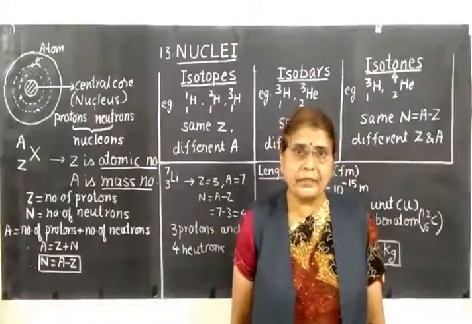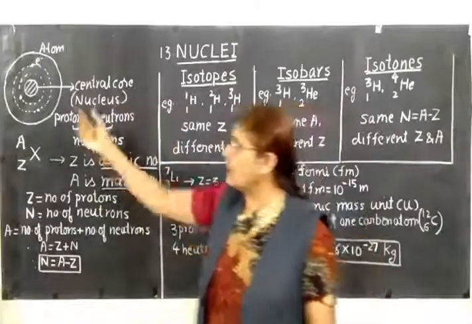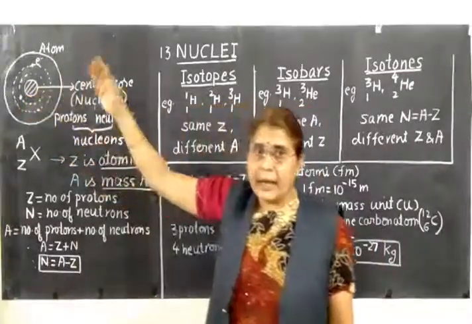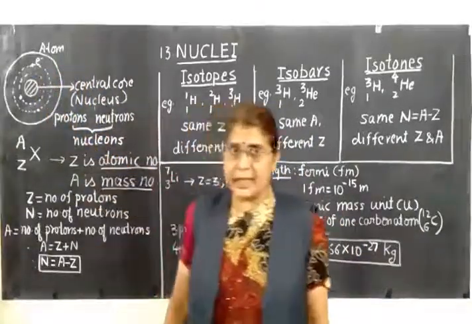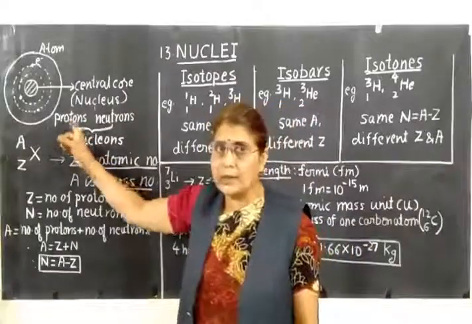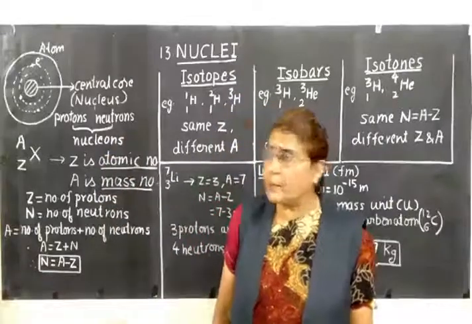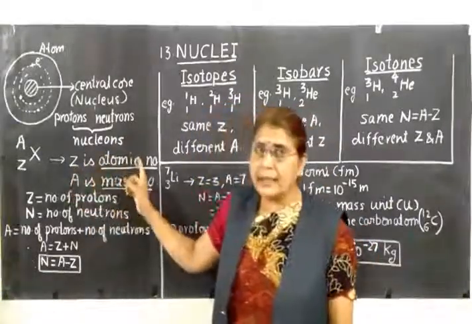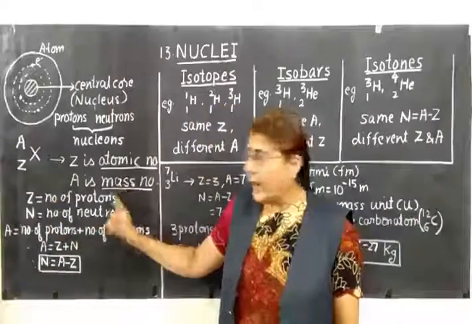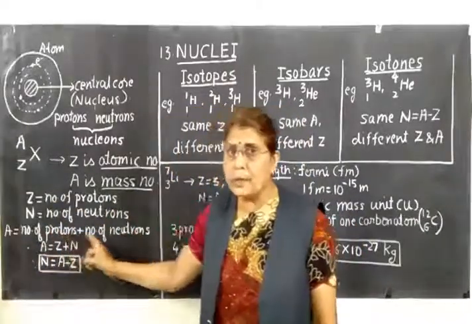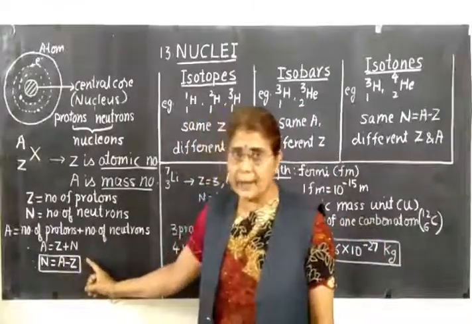So let us revise the points we have done now. What is a nucleus? It is the central core of an atom in which the entire positive charge and almost the complete mass is concentrated. It consists of protons and neutrons together called as nucleus. It is characterized by two important numbers. One is the atomic number Z, another is the mass number A. Atomic number gives you the number of protons and the mass number gives you the number of protons plus number of neutrons. Therefore, number of neutrons is always equals to A minus Z.